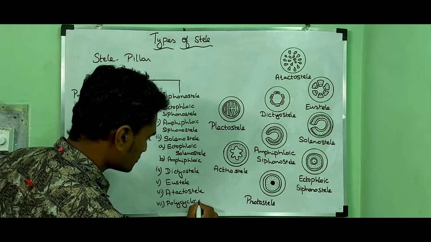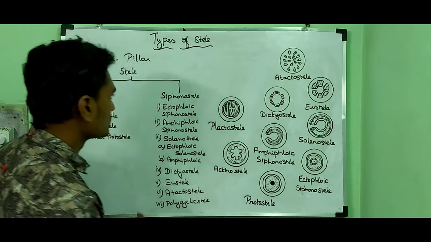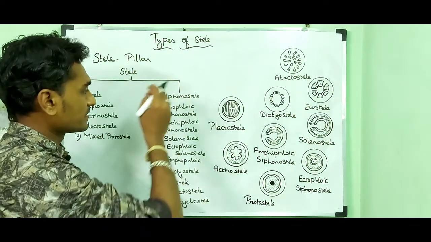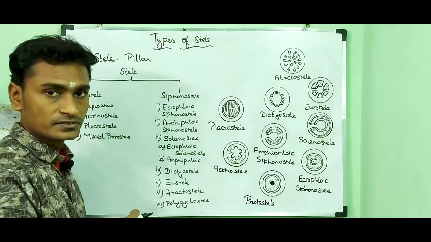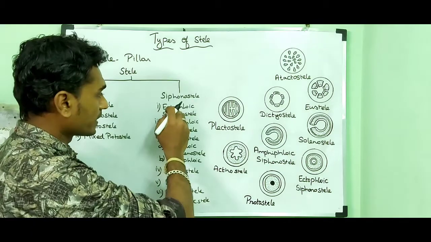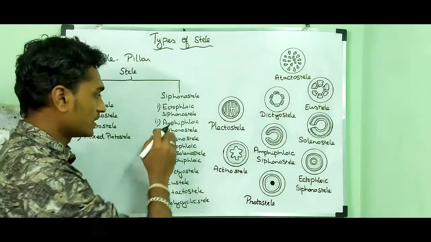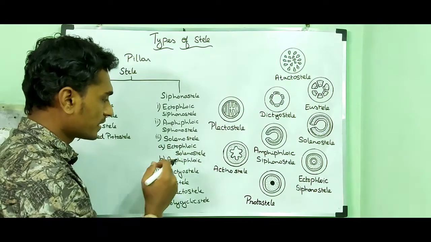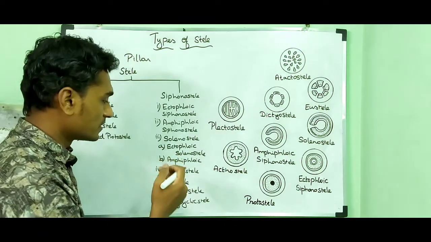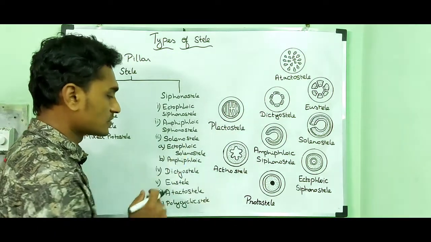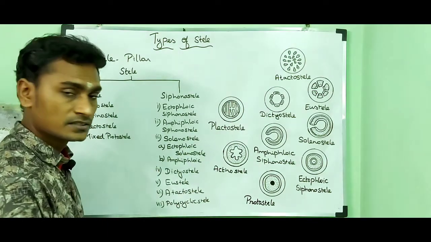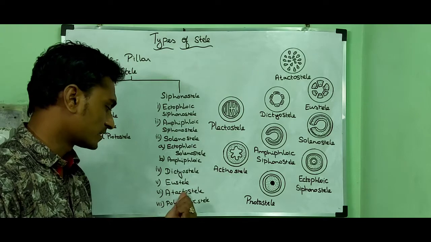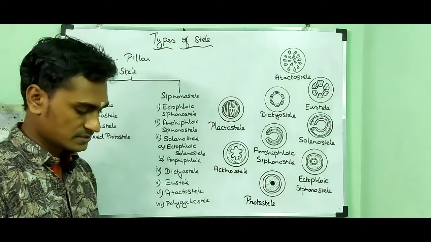So Ssiphonosteel includes the types ectofolic Ssiphonosteel and amphifolic Ssiphonosteel. Then solenosteel, which can again be divided into two types: ectofolic solenosteel and amphifolic solenosteel. Then the fourth type is dictyosteel, U-steel, atactosteel, and polycyclic steel.